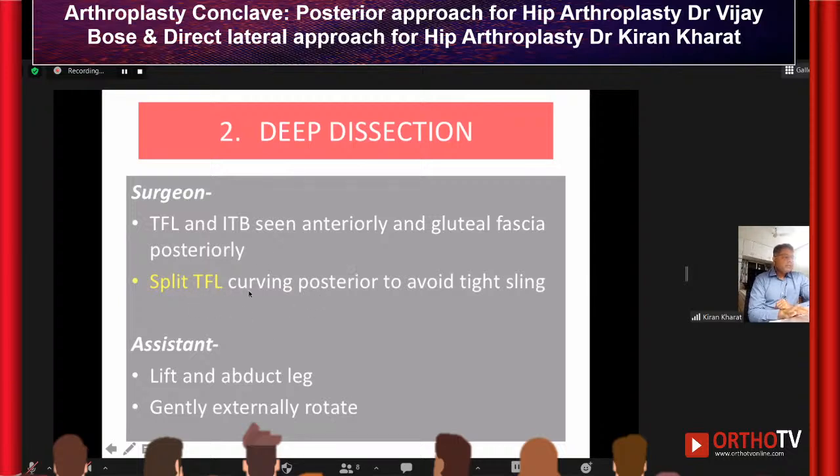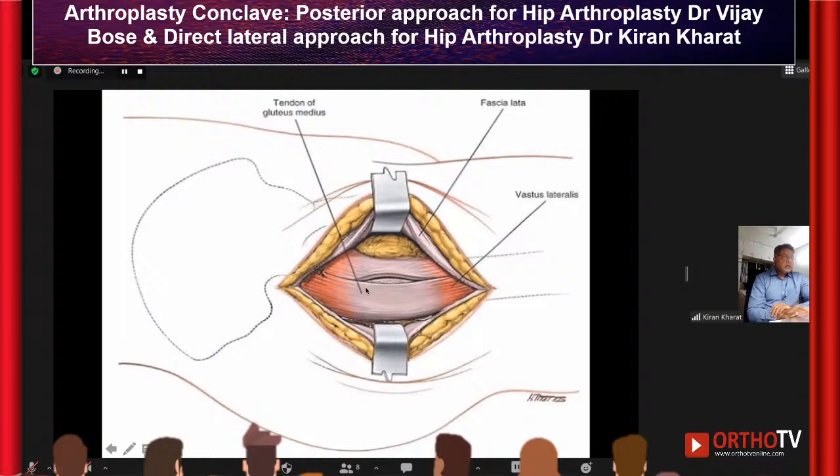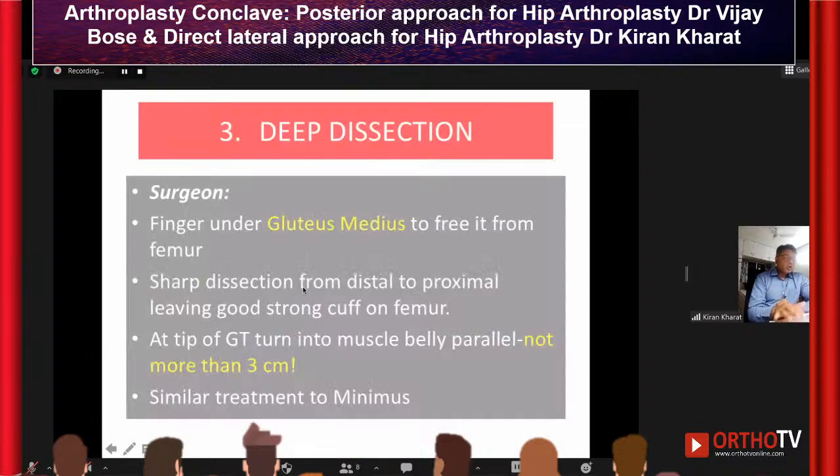in the tensor fasciae lata is very important to avoid a tight sling. And this can really jeopardize your operation, jeopardize the movements and the maneuverability of the hip. And like Nikhil and Vijay pointed out, this can also cause later on, if the hip is very tight, sciatic nerve injury. And the assistant at this time gently abducts the leg and externally rotates the leg. But if you don't curve the tensor fasciae lata incision, mind you, it will be a big problem with this tight sling as the operation progresses. And here you can see that the tensor fasciae lata, you've got to curve it down so that the sling is not formed and you don't compromise the operation.